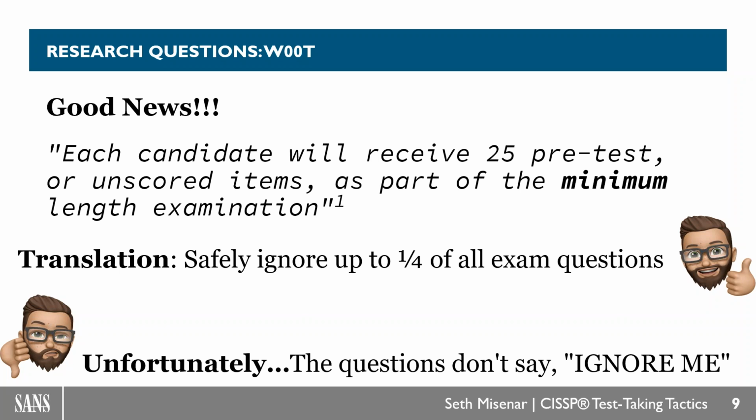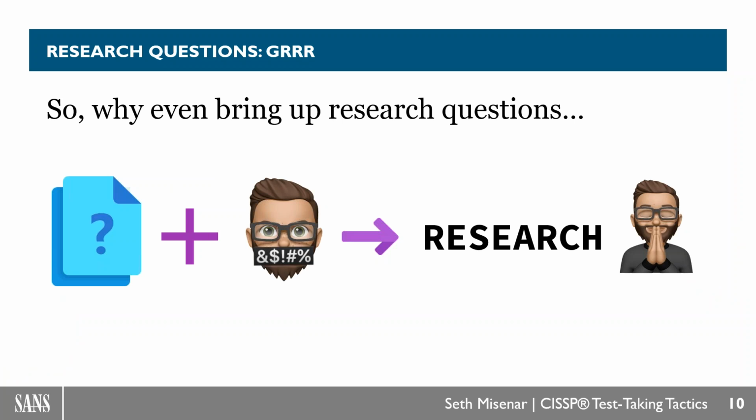But of course, they don't actually say, hey, this is a research question that doesn't count for anything, so you can just safely ignore me and skip me. They don't tell you that. You're not going to know for sure whether something is a research question or not. But if that's the case, then why bring them up at all? How is that going to help you from a test-taking strategy perspective?